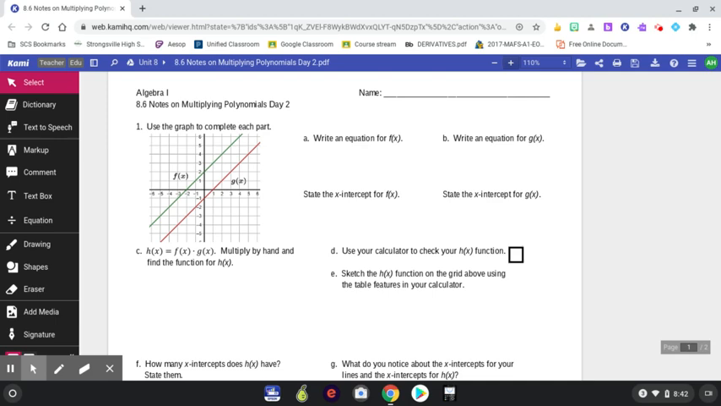Your job will be to go back and finish the remaining problems. So let's take a look at problem 1. It says use the graph to complete each part. A says write an equation for f of x.